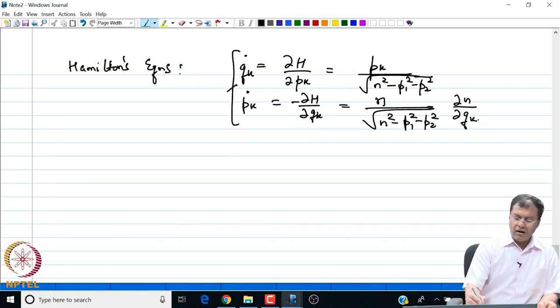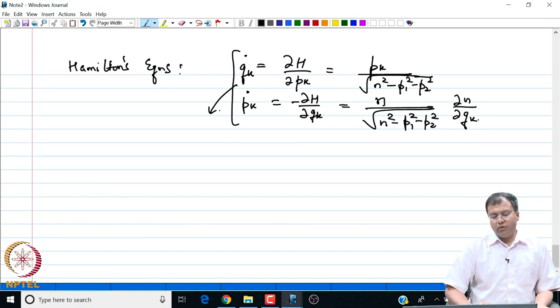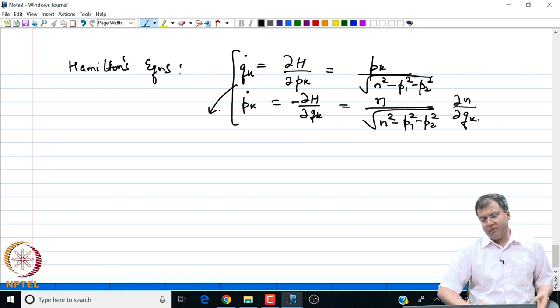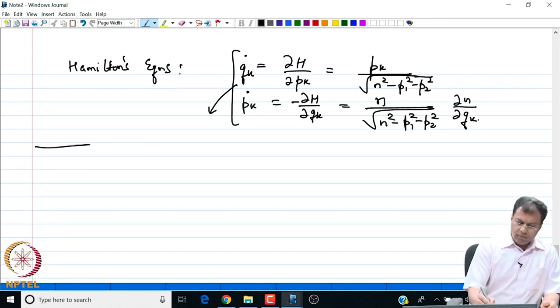So from here all we need to do is to solve this system of equations, and that can only be done once we have an exact relation for n. We don't know what this function n is, so I leave this question at this point, assuming that the Hamilton's equation is solvable. So these are my Hamilton's equations.